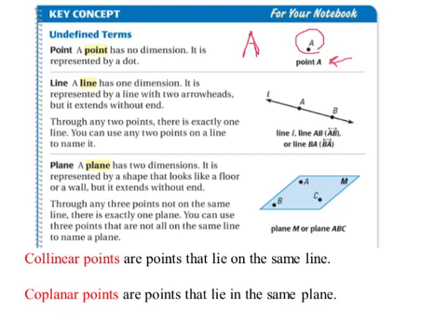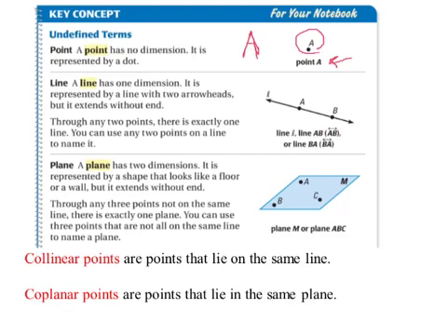Through any two points, there is exactly one line. You can use any two points on a line to name it. So this line right here, you can name it line L, because there's that cursive L written there, and it's right next to the line. You can say line AB, because point A and point B are on the line, and write AB with a line with arrowheads over it. Or you can say line BA, because it doesn't matter what order you put them in, so you can write BA with a line with arrowheads above it. These are all acceptable ways to name that line.